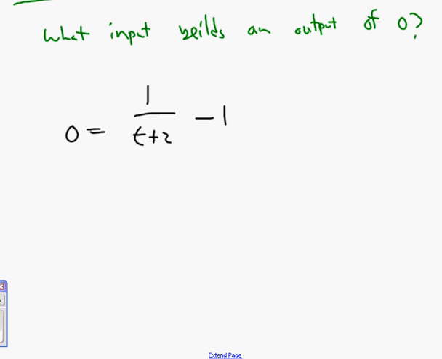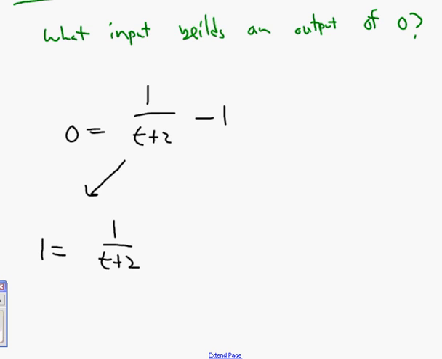I'm curious, did anyone just look at it and know what the answer was? I'm going to do this problem 2 ways. I'm going to show you how to do it algebraically, and then I'm going to discuss with you how you can look at the problem and see the answer without doing much work at all. Okay? So here's the algebraic way. We could start by adding 1 to both sides. So we'd have 1 equals 1 over t plus 2.